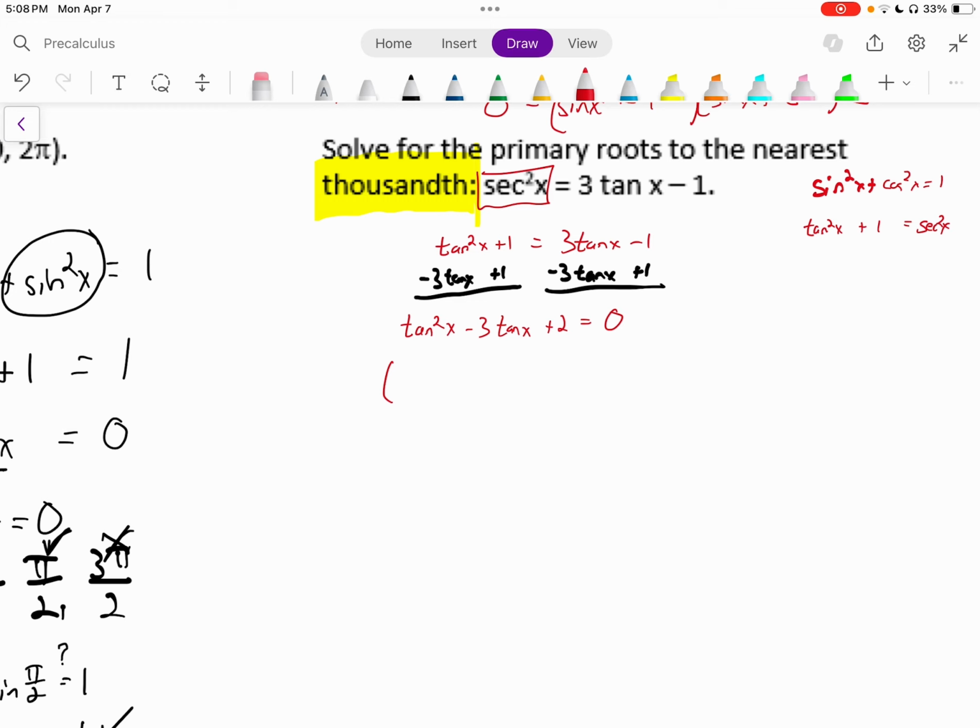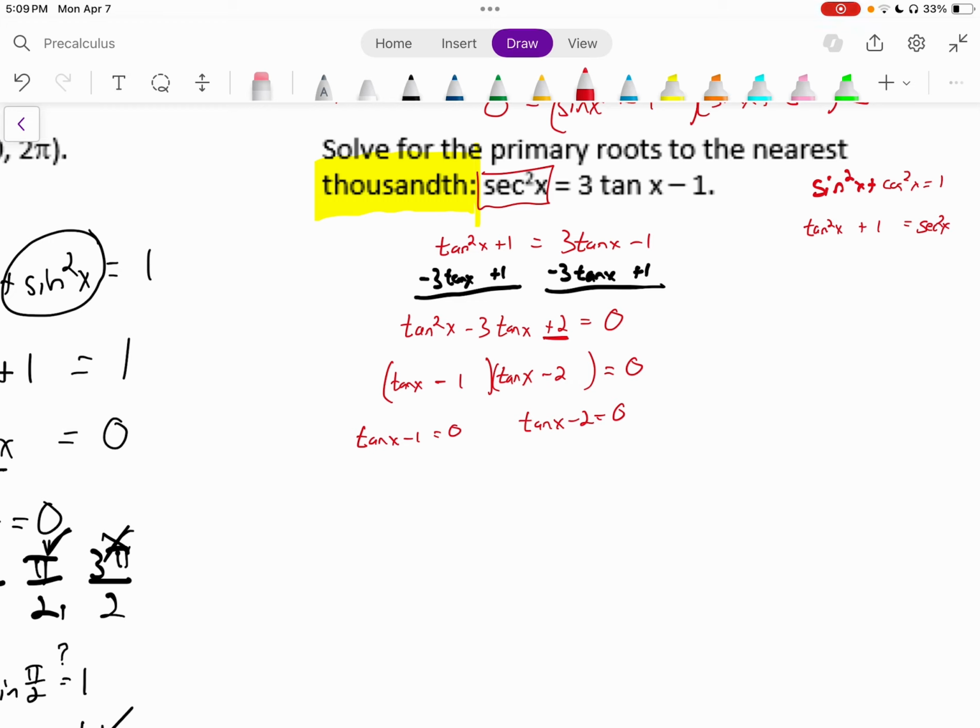Let's factor this if possible. Tangent x here and a tangent x here. We need to get a positive 2. So in this case, we need a minus 1 and a minus 2 to finish factoring that. And now we have things multiplying together to equal 0. So either tangent x minus 1 equals 0 or tangent x minus 2 equals 0.